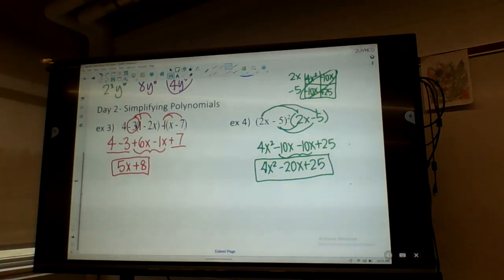Sorry, the next one should have a title. The next two should have a title of solving equations. It doesn't say that there, but it should say that.